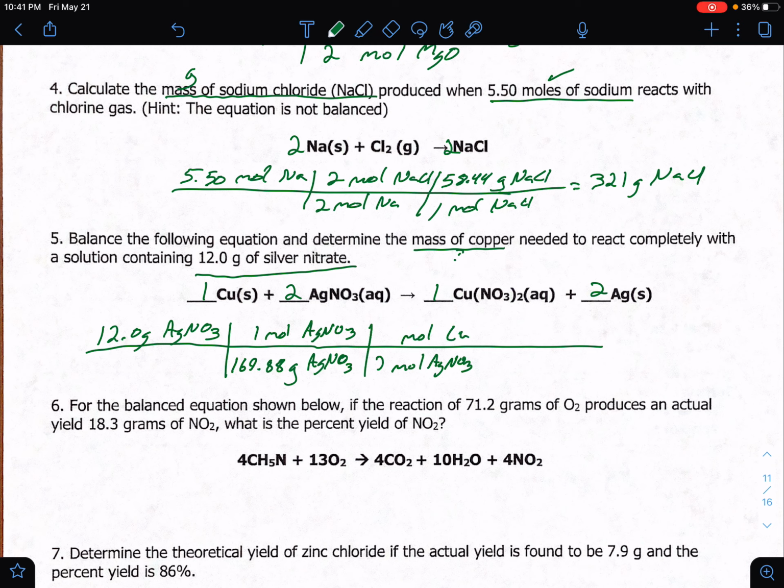Multiply everything on top, get a number. Multiply everything on bottom, get a number. And then divide top by bottom. And you should get 2.24 grams of copper.